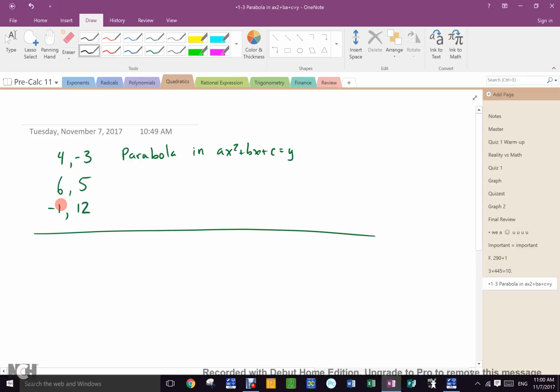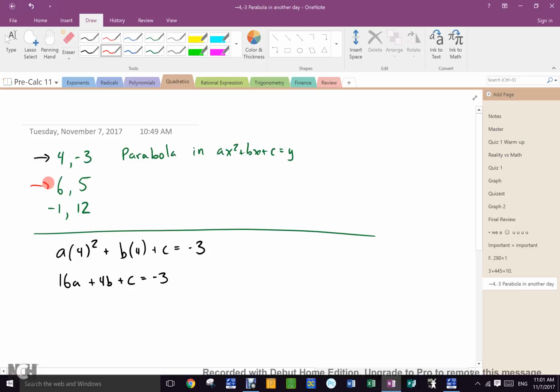Okay, guys, so I got 3 x's and y's here, right? So this first one we'll do in black. That's going to get me a, and I'm going to do every single step, plus b times 4 plus c equals -3. Which is going to get me 16a plus 4b plus c equals -3.